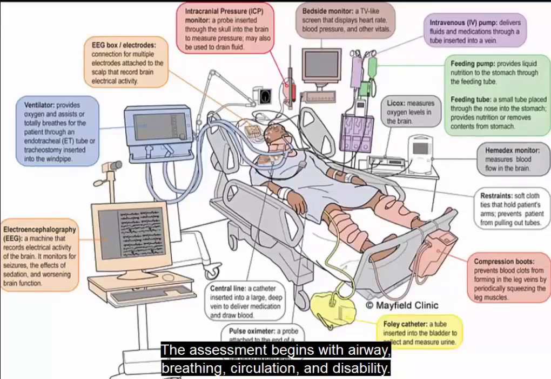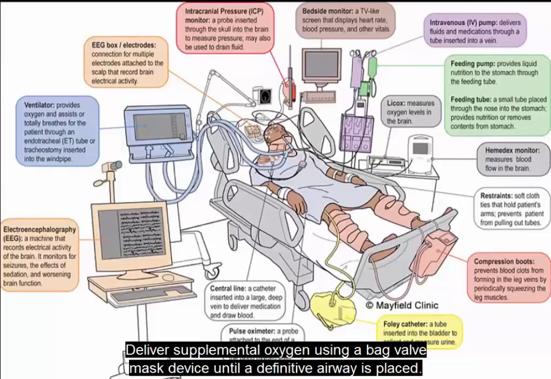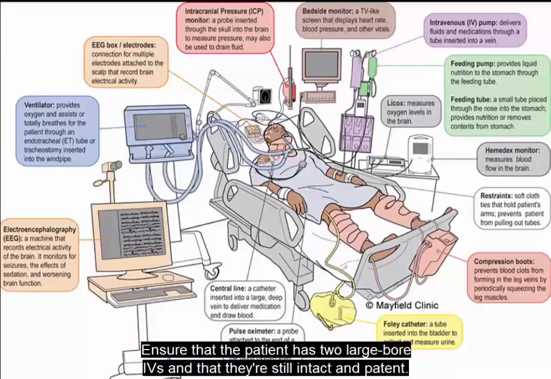The assessment begins with airway, breathing, circulation, and disability. As always, establish and maintain an airway is top priority. Deliver supplemental oxygen using a bag valve mask device until a definitive airway is placed. Ensure that the patient has 2 large bore IVs and that they're still intact and patent.